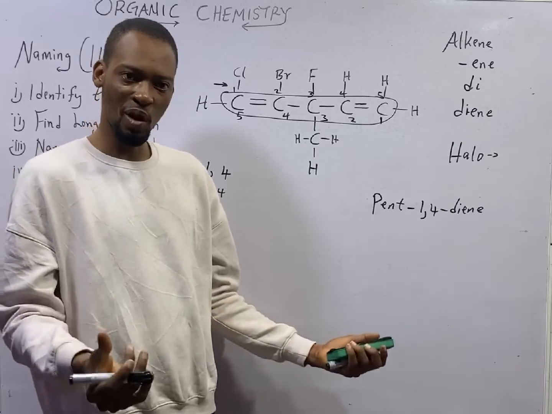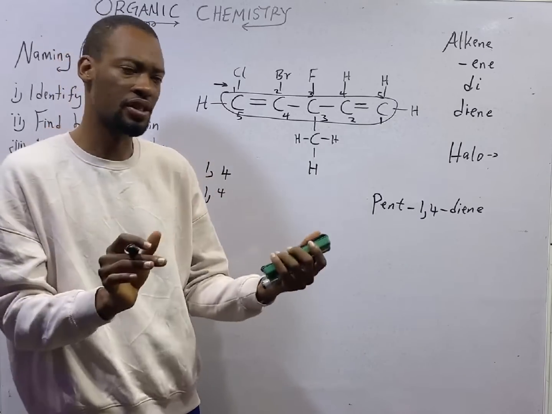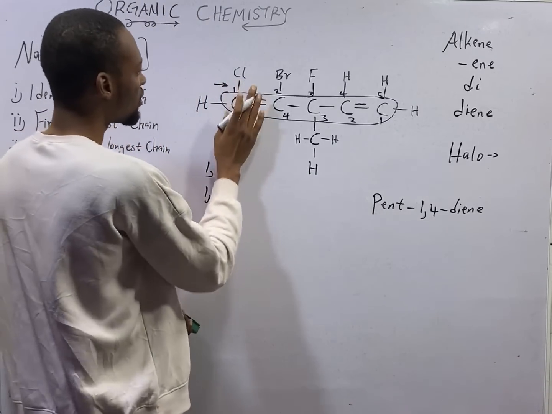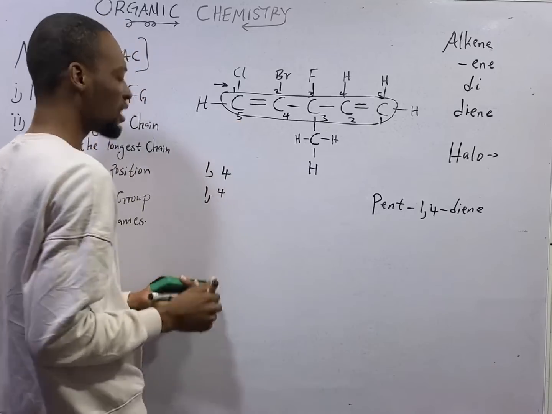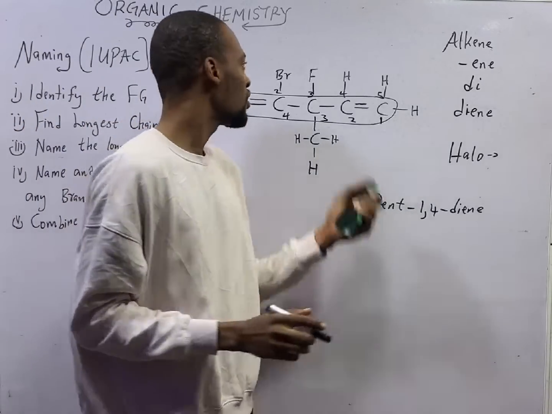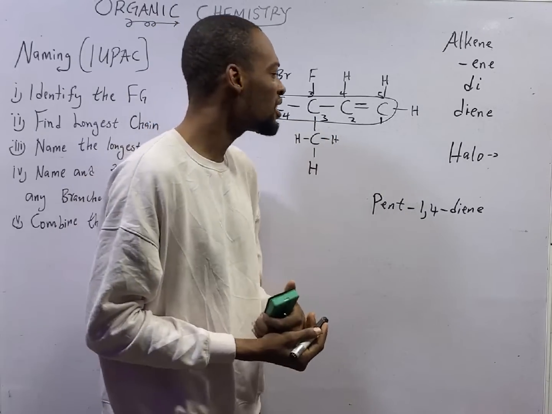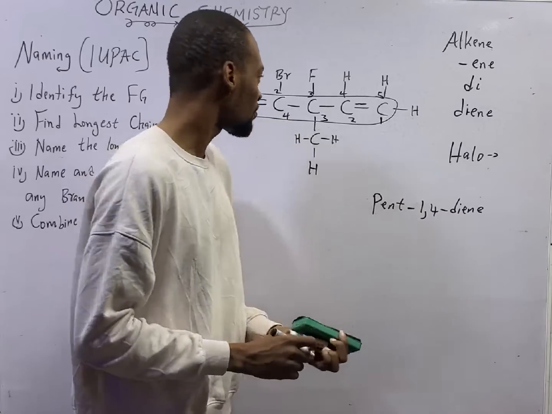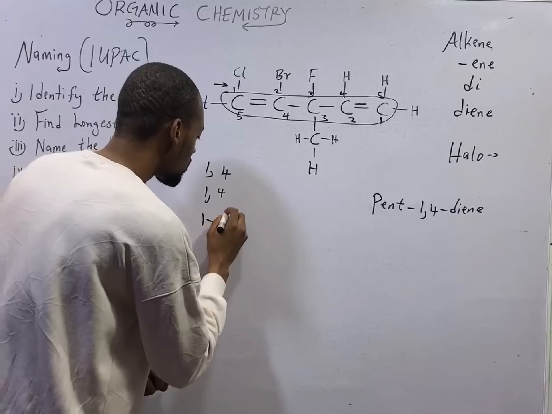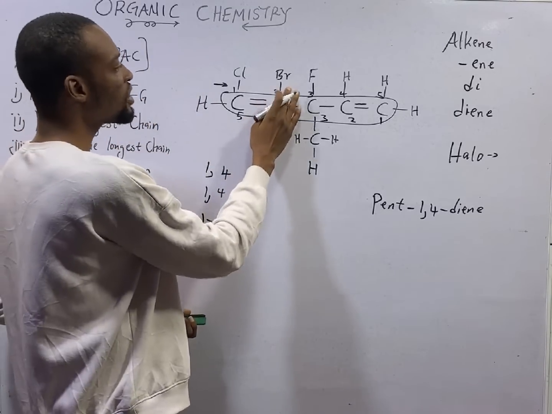Now, when naming compounds, the attachments will definitely come first. They are the prefix. The first attachment we have here is chlorine. And when chlorine is attached to a compound, you don't call it chlorine, you say chloro. Bromine, you say bromo. Fluorine, you say fluoro. Iodine, you say iodo. Chlorine is on carbon 1. So 1 chloro.